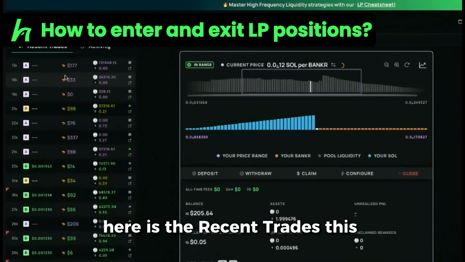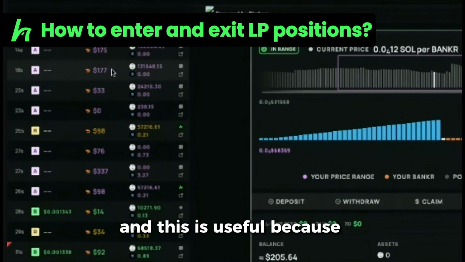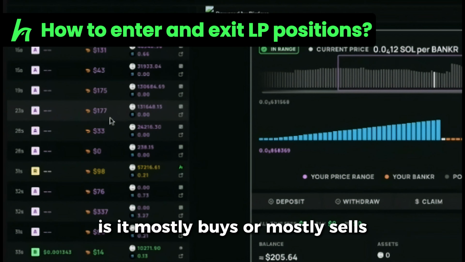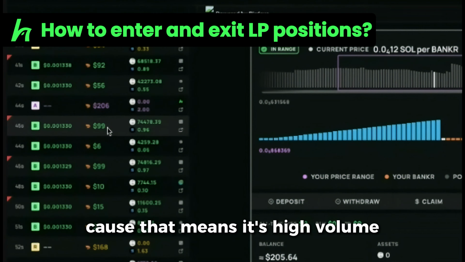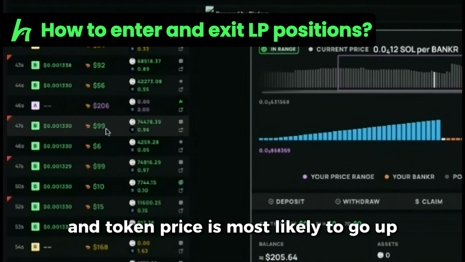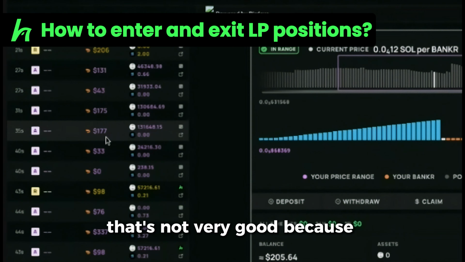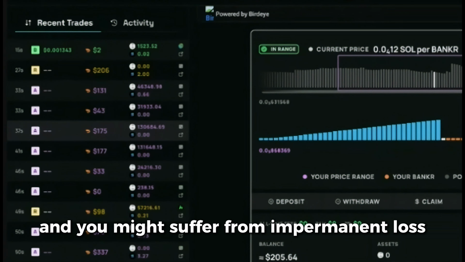The thing to highlight here is the recent trades. This is a real-time feed of trades in the pool, and this is useful because when volume is high, you want to know what type of volume is coming in. Is it mostly buys or mostly sells? If it is mostly buys, then that's good, because that means it's high volume and token price is most likely to go up. But if it is mostly sell orders and these are all red, that's not very good, because that means it's high volume, but then the token might trend downwards and you might suffer from impermanent loss.